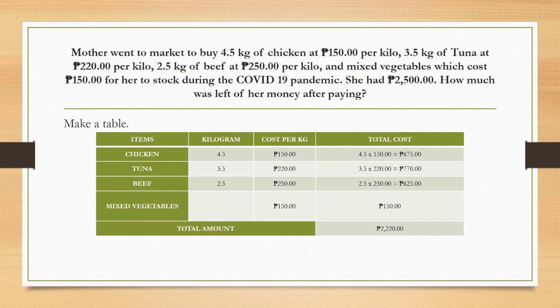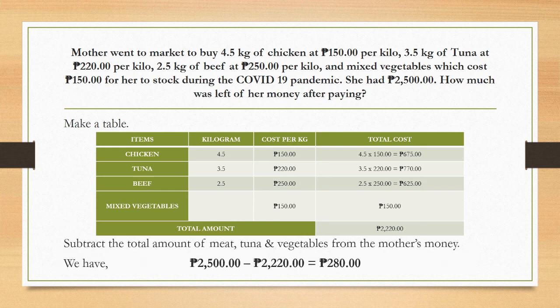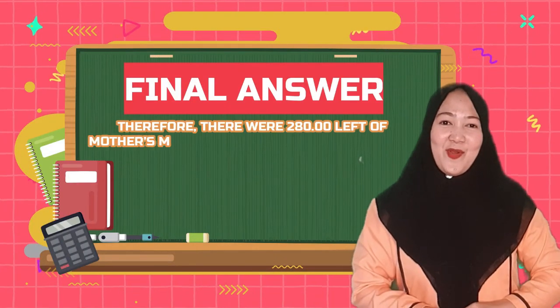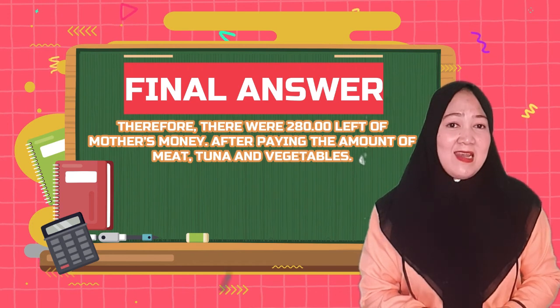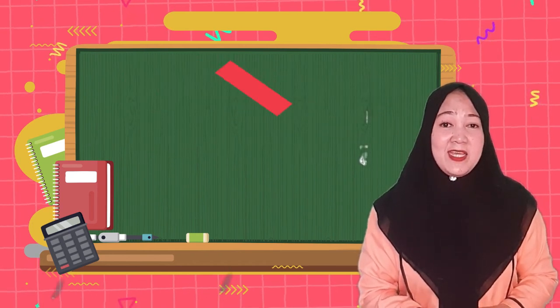So that is equal to 2,220 pesos. Since we are asked on how much was left of mother's money after paying, then we are going to subtract the total amount of meat, tuna, and vegetables from the mother's money, which is 2,500 pesos. Then we have 2,500 pesos minus 2,220 pesos is equal to 280 pesos. Therefore, there were 280 pesos left of mother's money after buying meat, tuna, and vegetables.